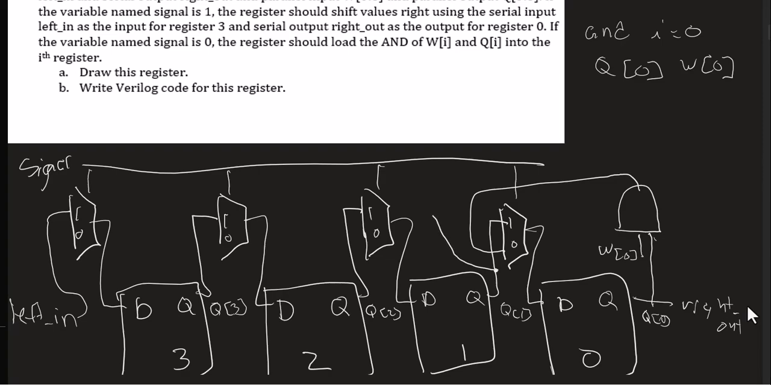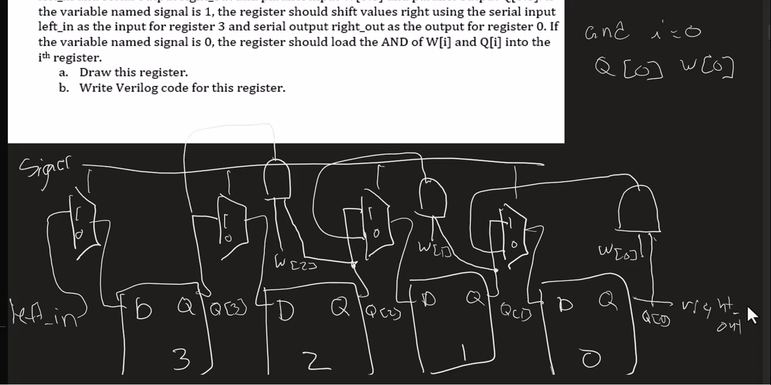And then I'm taking the and of W1 and Q1, and that's going into the 0 of the 1 multiplexer. And then I'm taking the and of Q2 and W2, and that's going into the 0 of the 2 multiplexer.